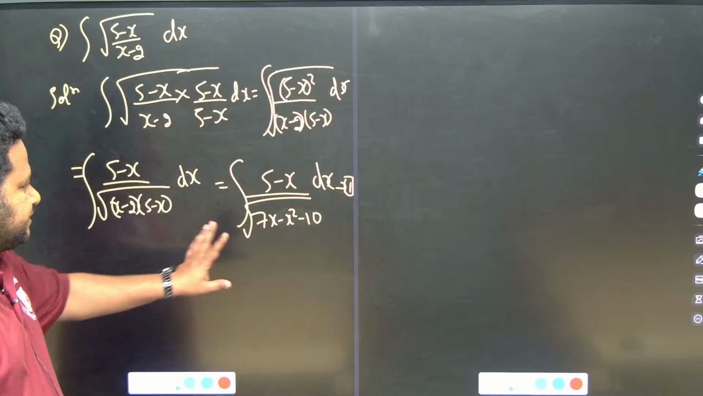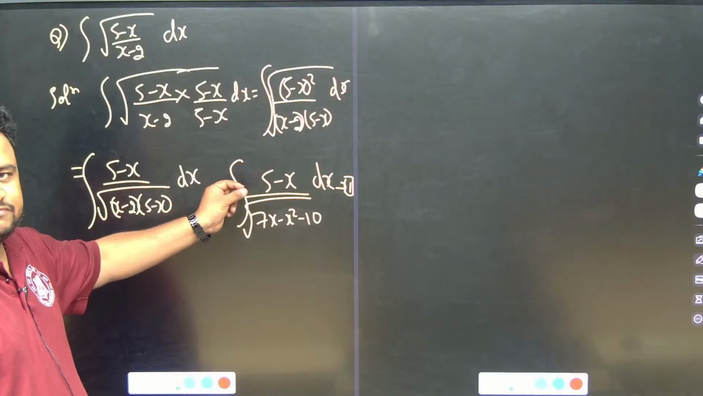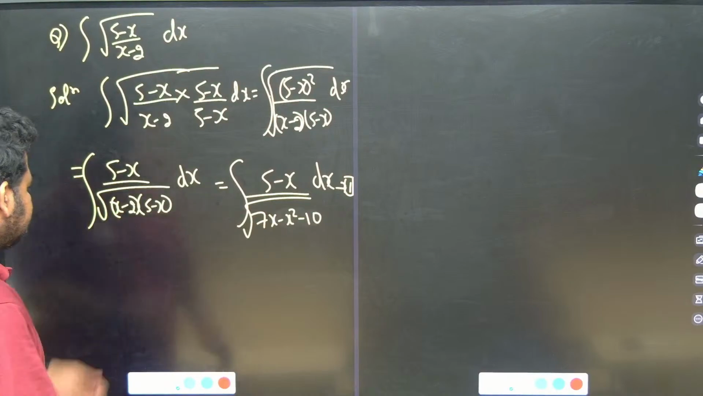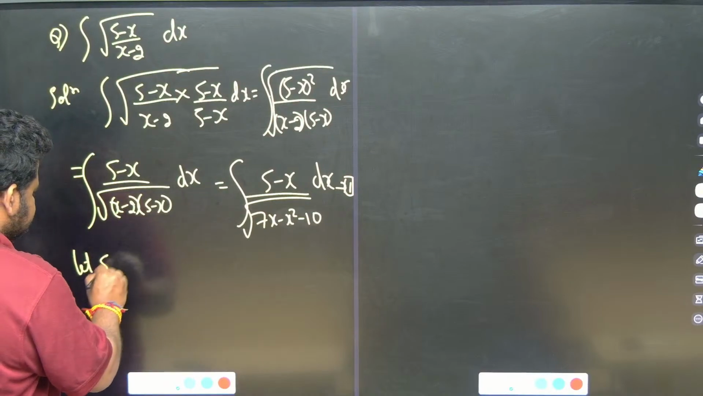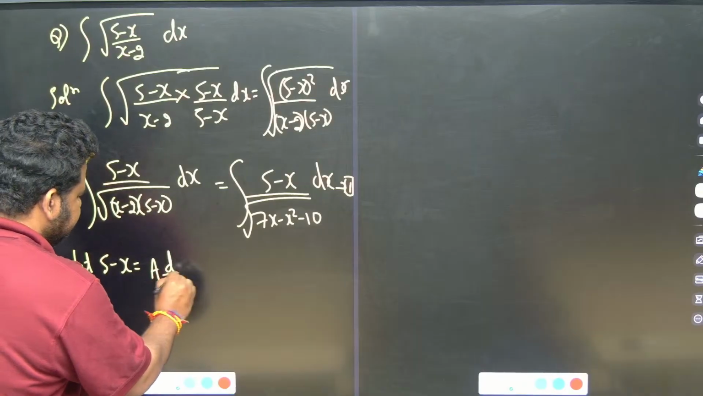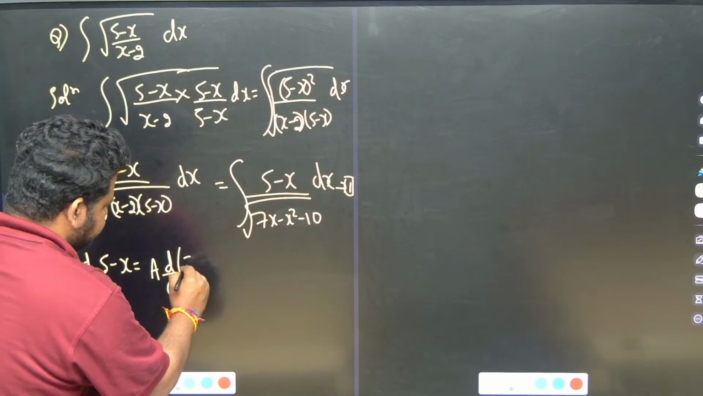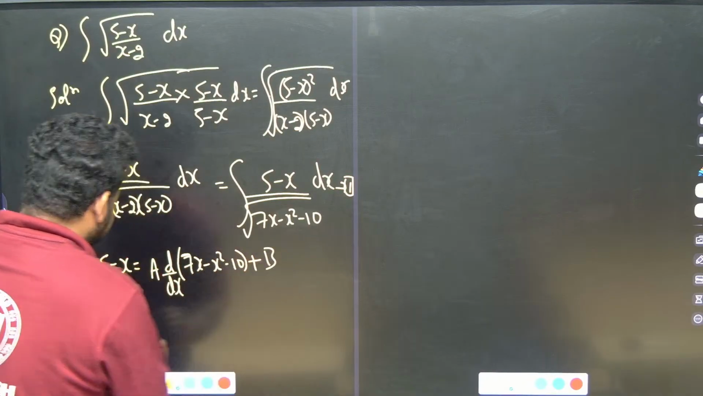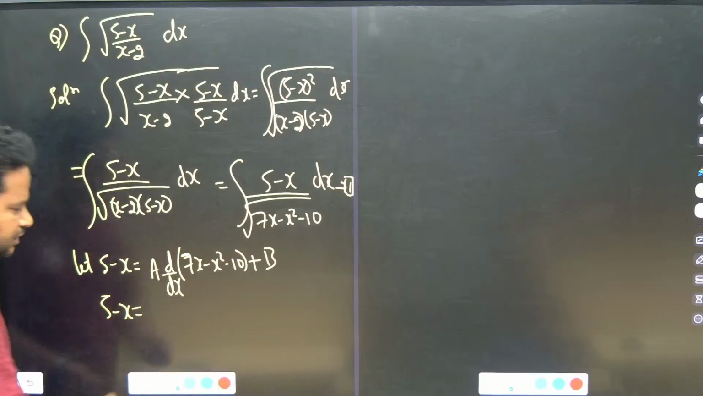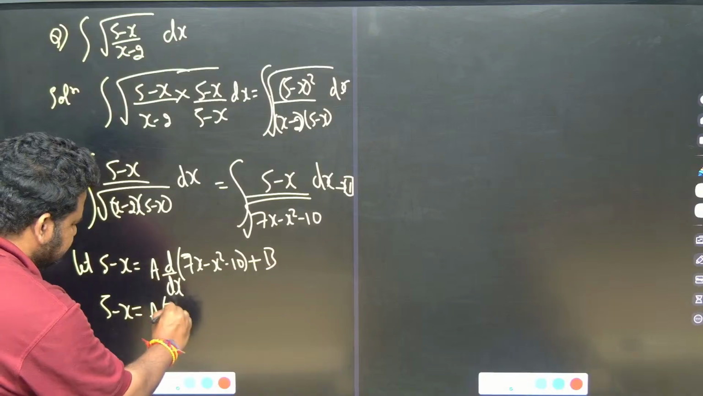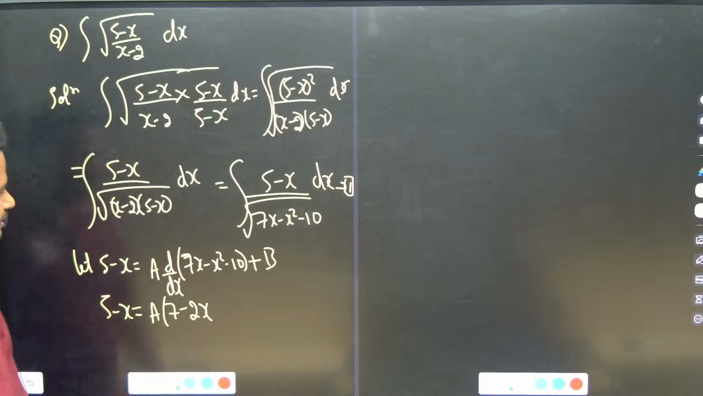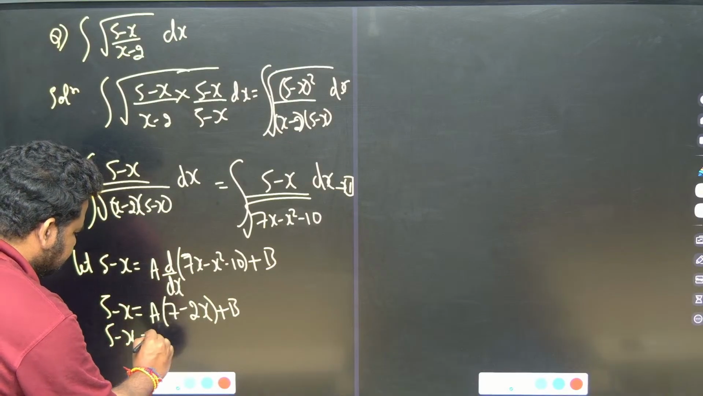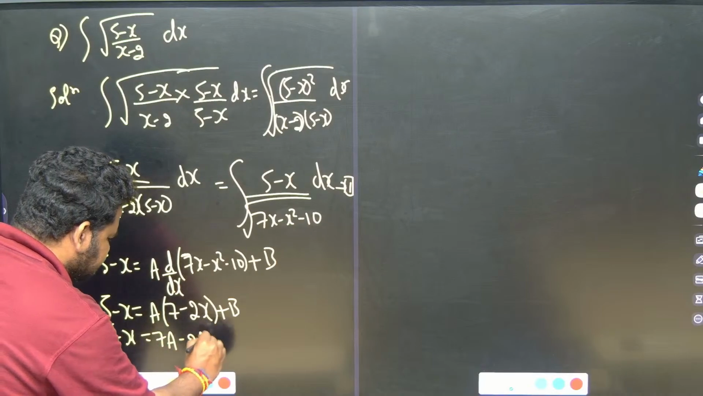Now these are of the form integral of (px plus q) divided by square root of (ax square plus bx plus c). So let 5 minus x be equal to A times d by dx of the denominator, that is 7x minus x square minus 10, plus B. The derivative of this is 7 minus 2x, so 5 minus x equals A times (7 minus 2x) plus B. Multiplying the constants, this will be 7A minus 2Ax plus B.